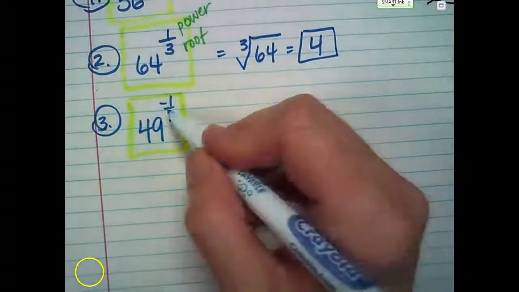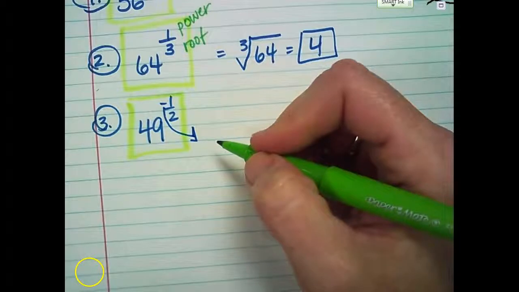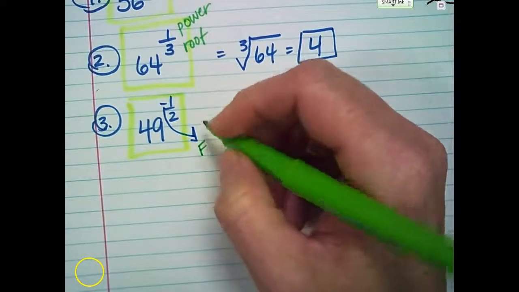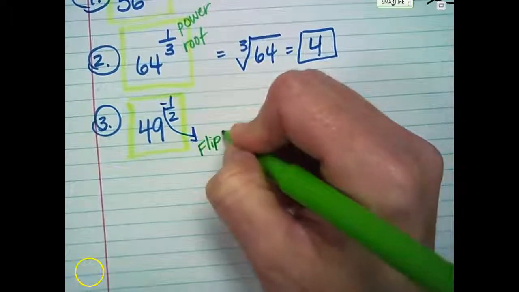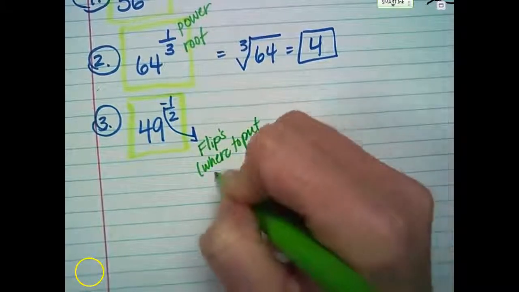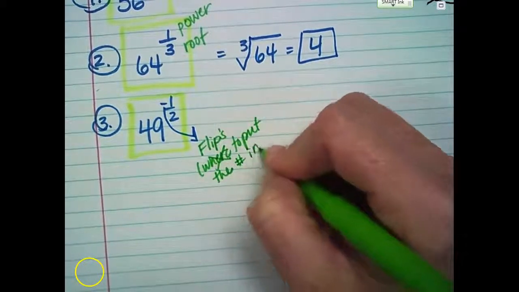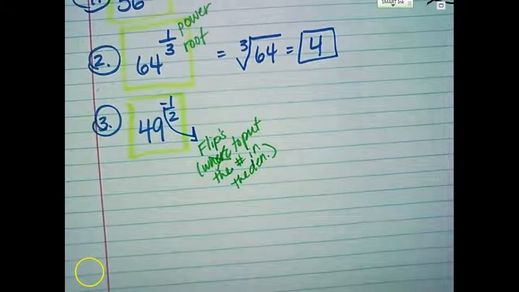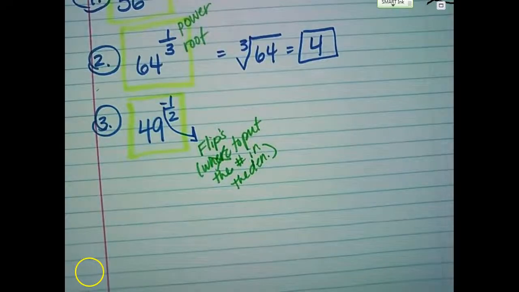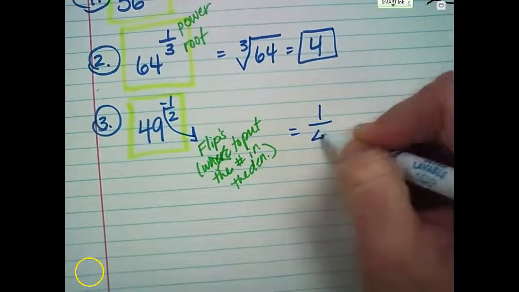What does a negative do to it actually? It flips it, doesn't it? It actually flips, or it tells you where to put the number. In other words, if your number's in the denominator, it needs to go into the numerator. If it's in the numerator, it needs to go to the denominator. So you have to take care of the negative first. So this is actually not 49, but 1 over 49 to the 1/2 power.